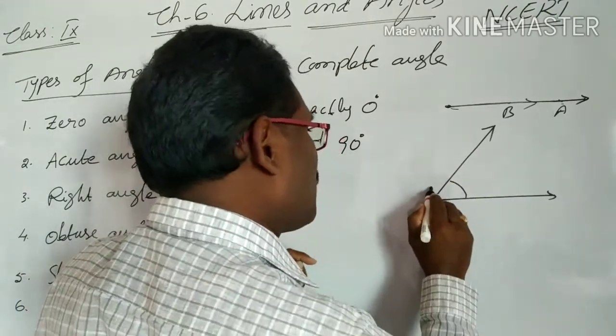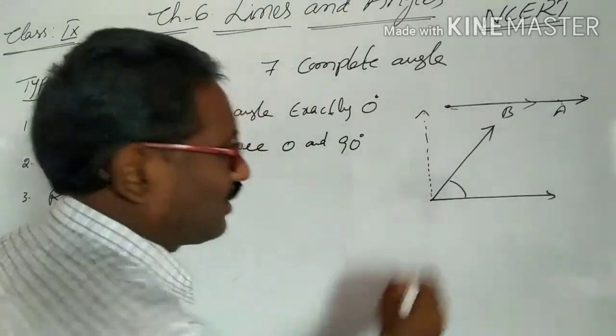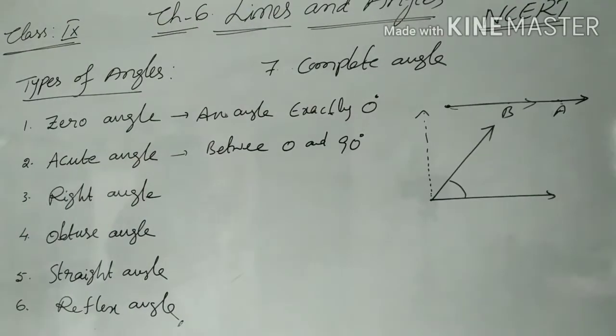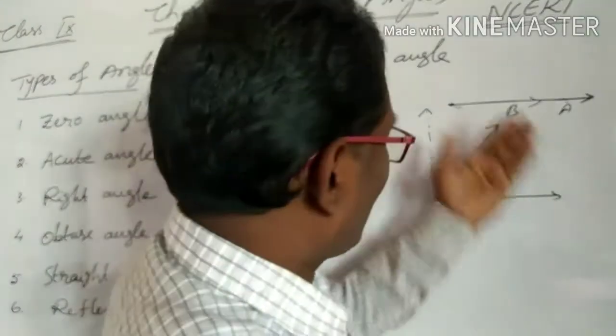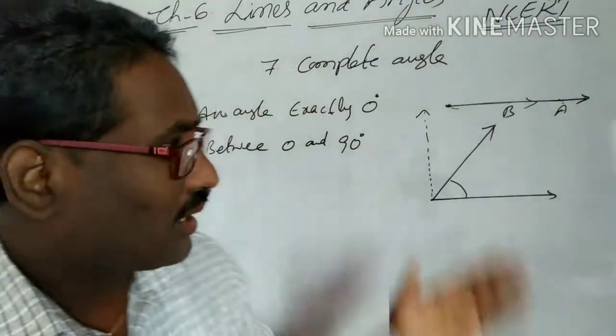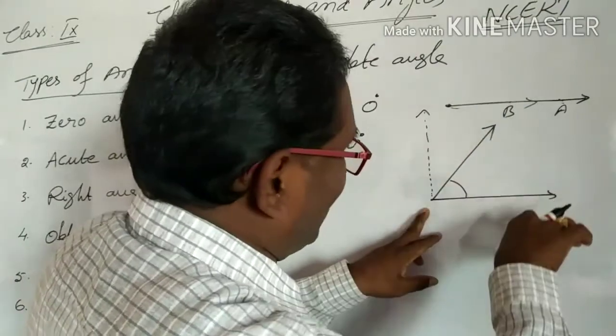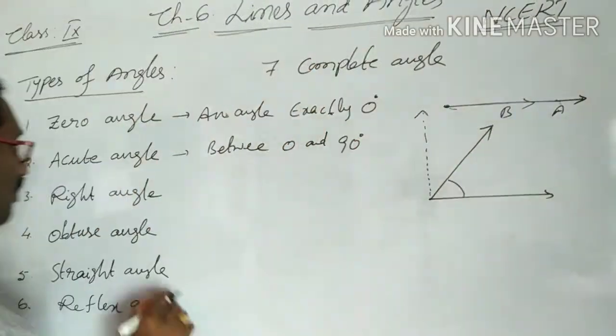Here, see, this angle is a right angle, like an L shape. Less than 90 degrees and more than 0 degrees, that is called an acute angle. Okay, this is the picture. Below 90, that is an acute angle, you remember.